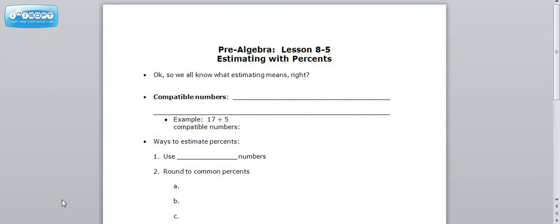So here's a good lesson on how to estimate your percents. So when you come out with some crazy answer, you can look and actually recognize that it's a crazy answer. So we all know what estimating means, right? It means we're going to give a good educated guess, somewhere that's in the right ballpark.